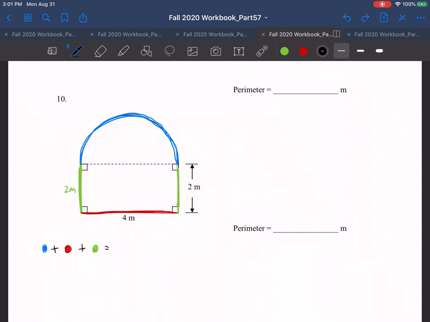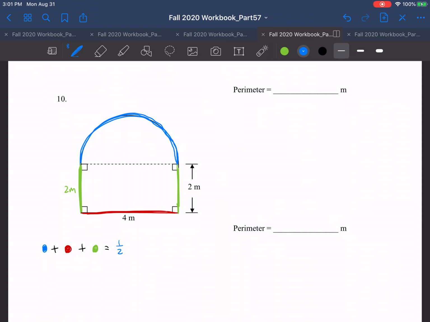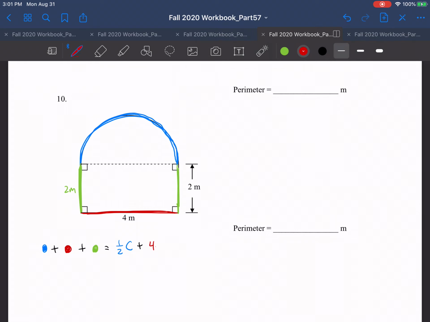Well, let me color code this again. It's going to be 1/2 the circumference, just like we did before, plus the red part. Well, the red part is just 4 meters. Plus the green part. Well, the green part is just 2 of the 2 meter sides, just like that. Or you could have written 2 meters plus 2 meters if you wanted to do each one of those green sides by itself. Either way is fine.